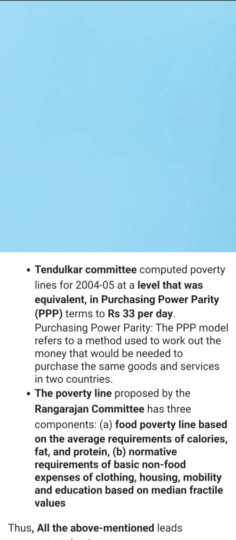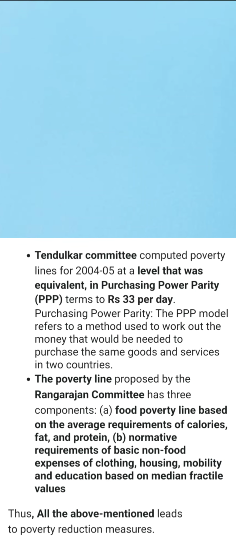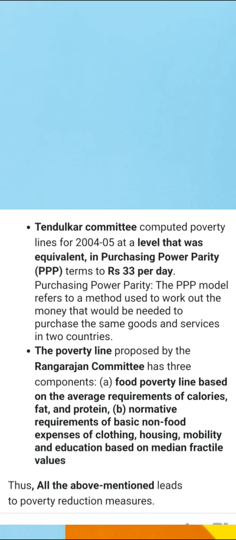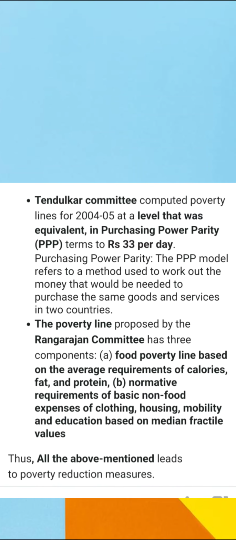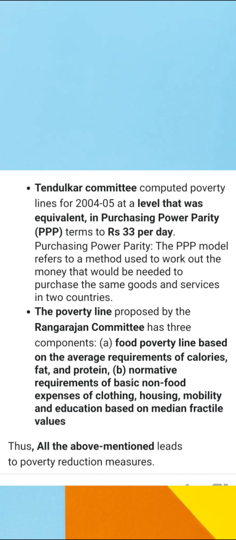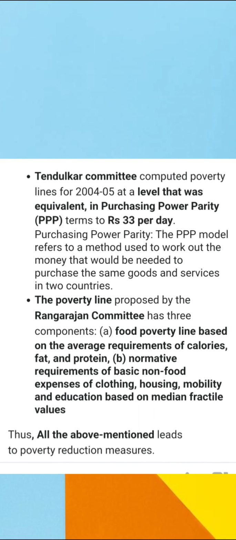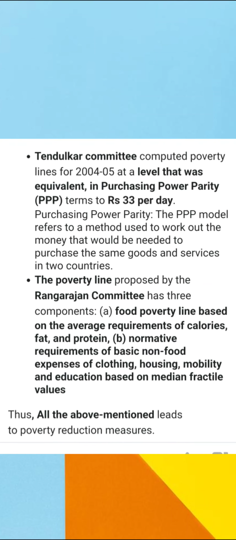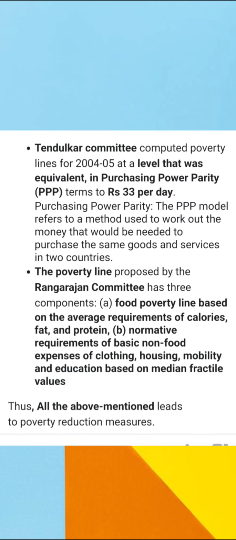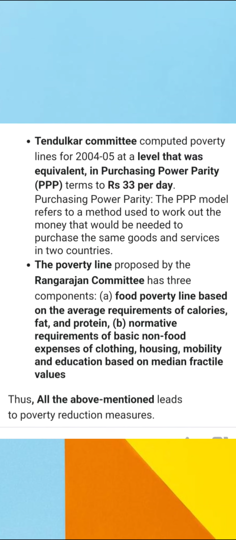The poverty line proposed by the Rangarajan Committee has three components. A. Food poverty line based on the average requirements of calories, fat and protein. B. Normative requirements of basic non-food expenses of clothing, housing, mobility and education based on median fractile values.